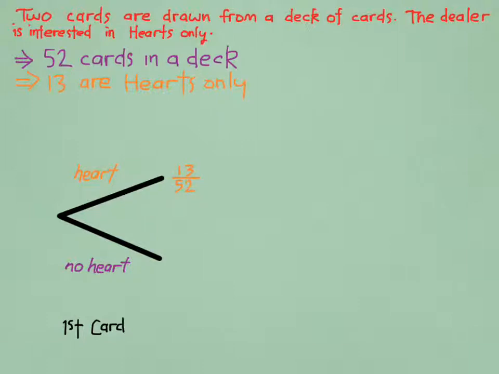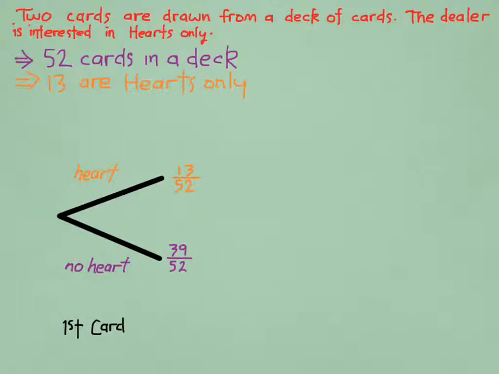So that's pretty straightforward, yeah? Okay, so in terms of the probability, we're looking at 13 over 52. 13 hearts that are available out of the 52 cards. Pretty simple, right? And in terms of the rest of the deck, there are 39 cards out of the deck of 52, which are of course not a heart. So that's the first card.